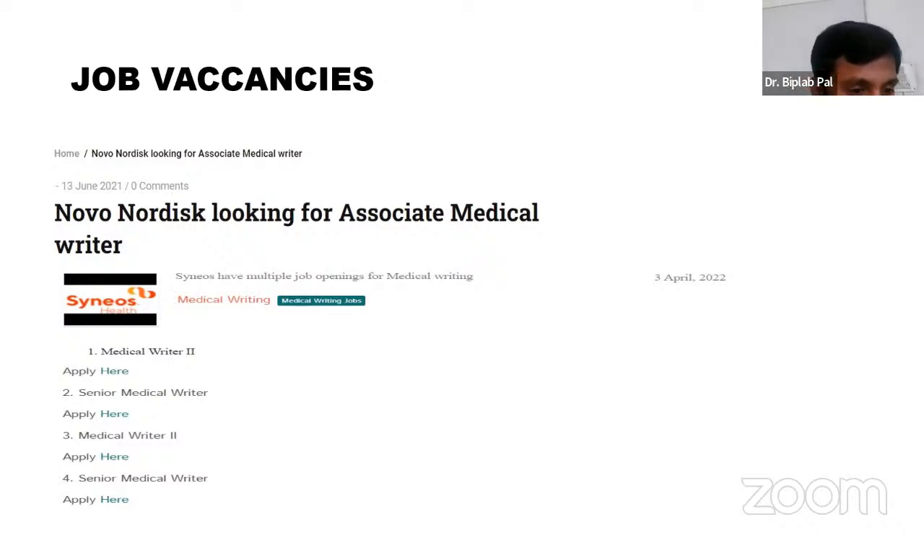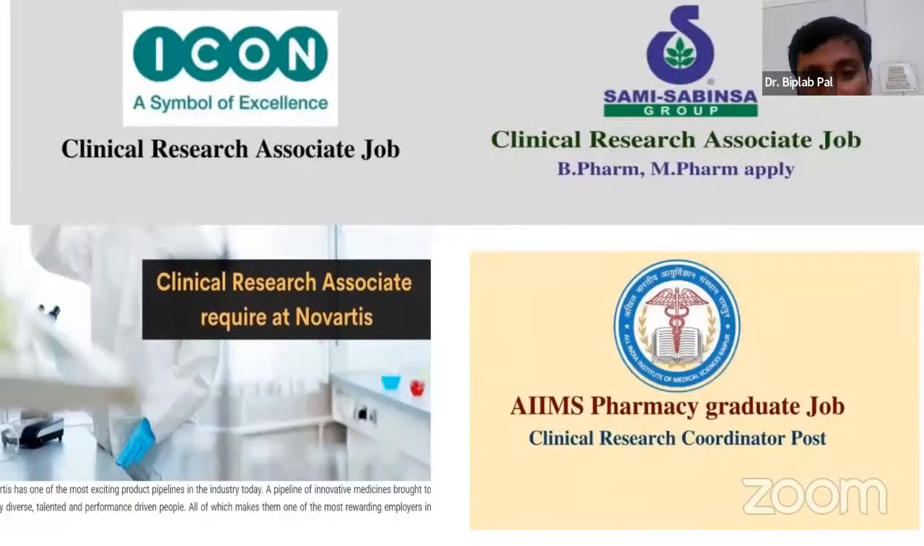Okay, then you can see Cencora Healthcare. They have medical writer 2 and senior medical writer 2 openings. You can see ICON Clinical Research Associate, which I already discussed. Then clinical research associate, B Pharm and M Pharm they need. Then clinical research associate, Novartis they look, AIIMS, even in the AIIMS hospital, a lot of AIIMS are open in India now.